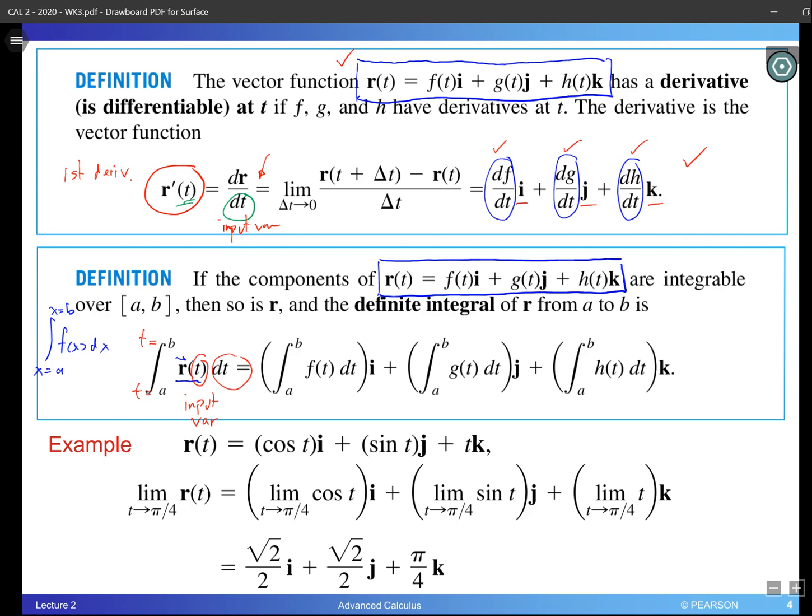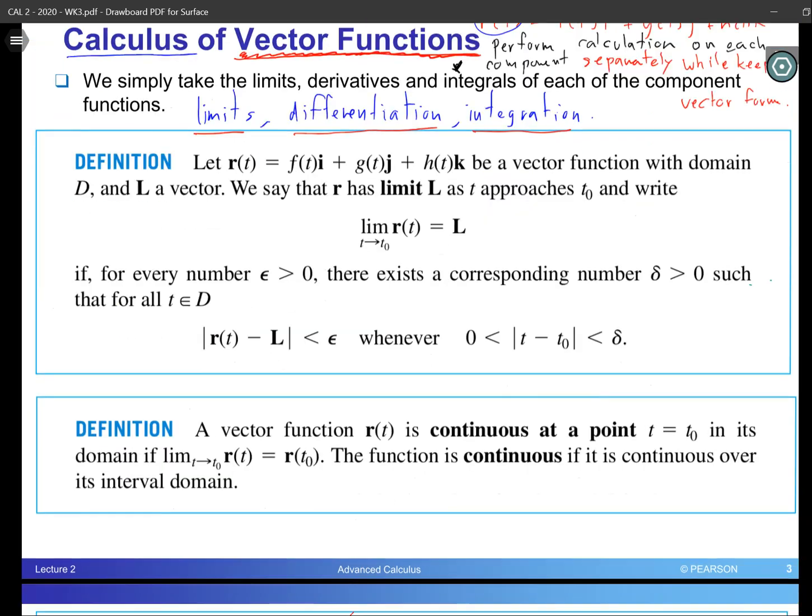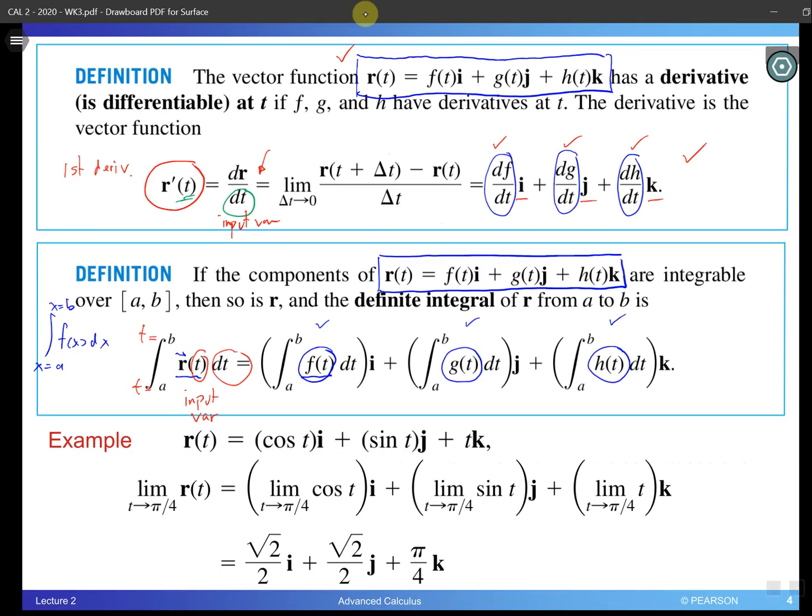Alright, let's see if it's true. So here we perform the integration of each component. For this i component, we perform this integration on f, integrating from t equal to a to b. Then we do the same calculation for the j component, where we work on g instead, and the last one we work on the h function, which represents the change in the k component. So as we can see, we work on each component separately, but in the end we keep this vector form, i, j, and k. So we start here with r of t as a vector, and after we integrate r of t, we still get a vector.